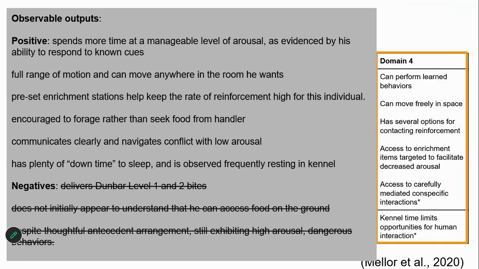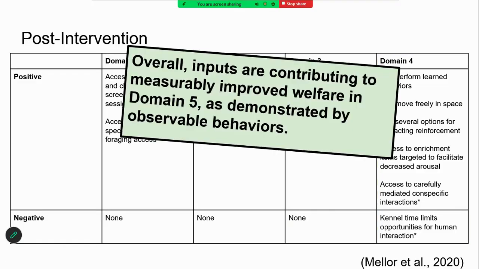And then in the behavior domain, domain 4, we don't see any bites in that video. He's able to understand where and how and when he can access food. And the arrangement of that space helps him to actually amp down. So overall, we've made a measurable improvement in domain 5, which is that mental well-being domain.